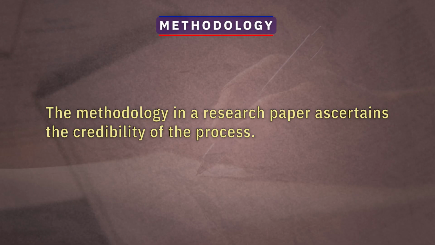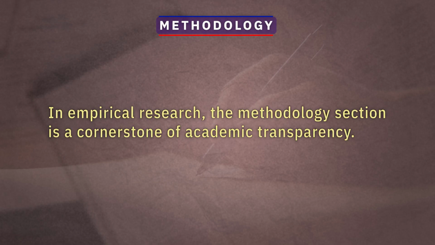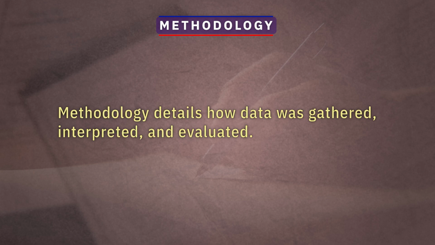Now, the other thing that is important while structuring a research paper is methodology. What is methodology and what does it ascertain? The methodology in a research paper ascertains the credibility of the process. In empirical research, methodology is very important. It is almost the cornerstone of any kind of academic transparency. Details of how the data is gathered, interpreted or evaluated can be explained through the methodology section. Otherwise, in social sciences or in pure sciences, it is difficult to validate the claims that have been made.